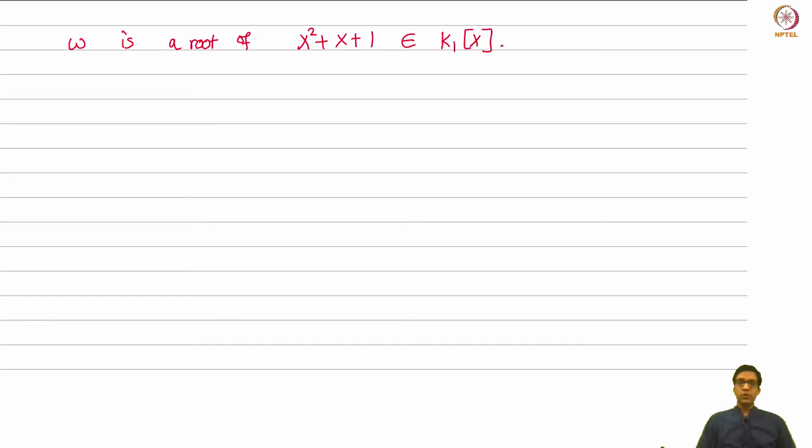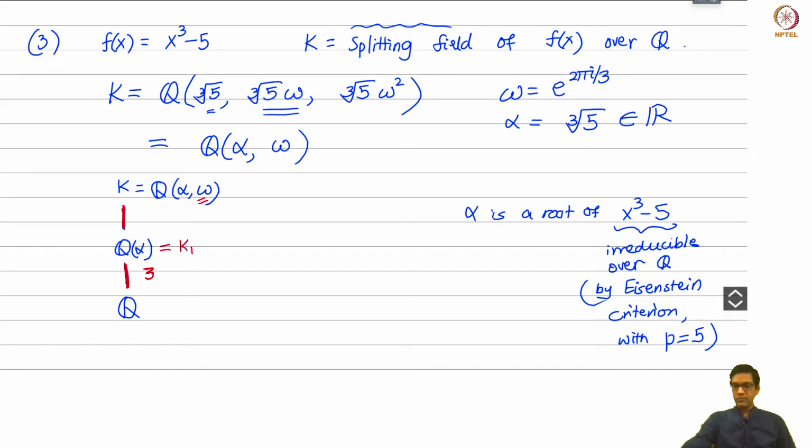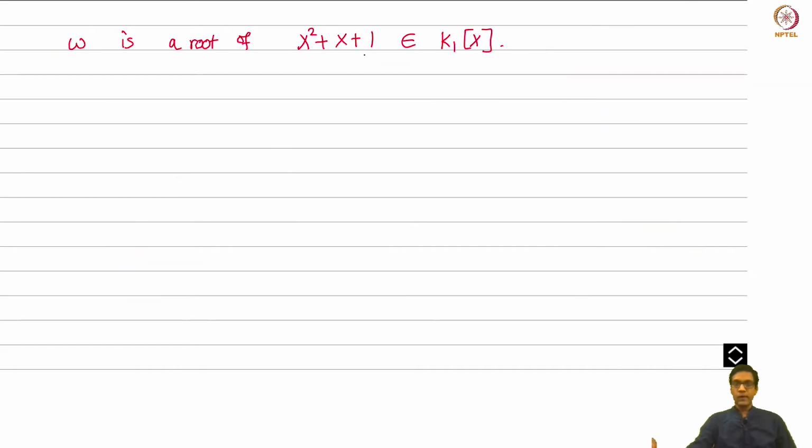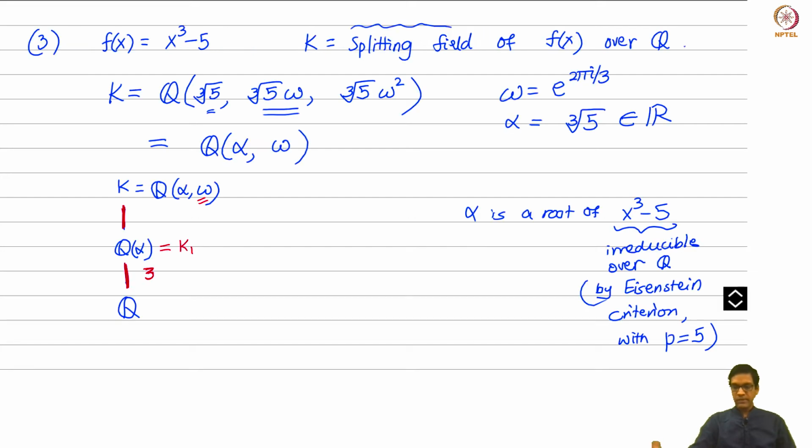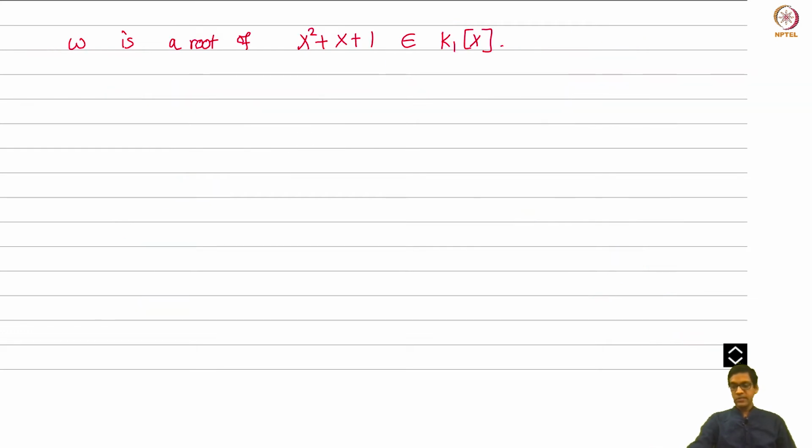So omega satisfies a quadratic polynomial with coefficients in K1, which implies that this extension here is at most degree 2. I don't know at this moment whether this is an irreducible polynomial or not, but whatever it may be, the extension is at most degree 2, right? Now the claim is this polynomial is in fact irreducible, even over this larger field K1.